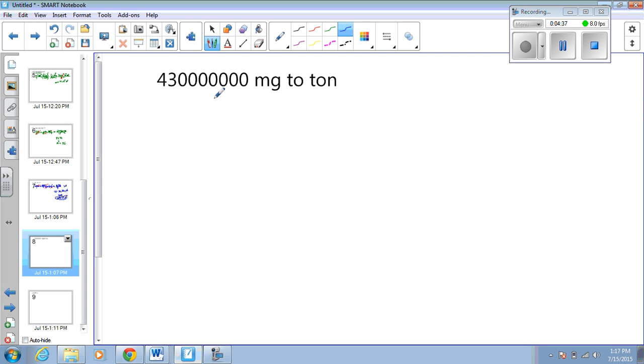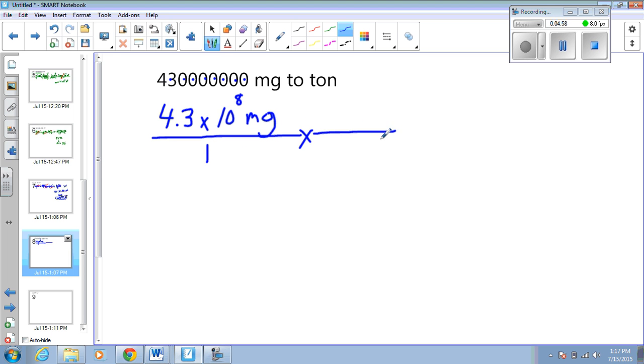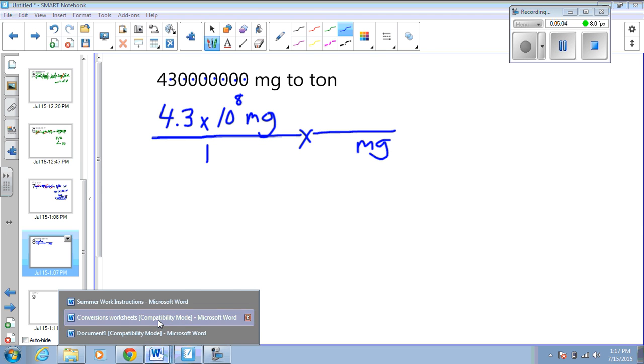Now I'm just going to write this into correct scientific notation form. I've got 1, 2, 3, 4, 5, 6, 7, 8. 4.3 times 10 to the 8th milligrams, and I want to convert that to tons. Now, I don't have a milligram to ton, so milligram would go on the bottom to cancel out.